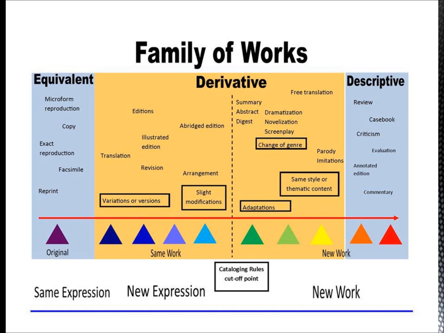So the dotted line in the middle represents the cataloging rules cutoff point. This is where the rules say that the resources listed on the right-hand side of the dotted line are new works. So summaries, novelizations, parodies, and adaptations are new works. They're no longer tied closely enough to the work of Hamlet by Shakespeare to be considered the same work. They're different enough to represent a new work, even though they're derivative of Hamlet. In the far right-hand box, you see examples of descriptive works, new works that describe other works. So reviews, criticisms, commentary, these are also new works, new expressions.